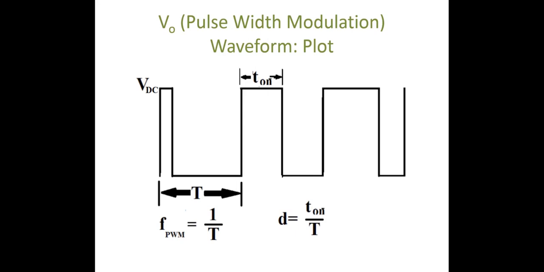And we repeat this point again, that time period here is measured from rising edge to the next rising edge, and then FPWM is simply the inverse of this time period, whereas duty cycle is T on divided by the total time period.